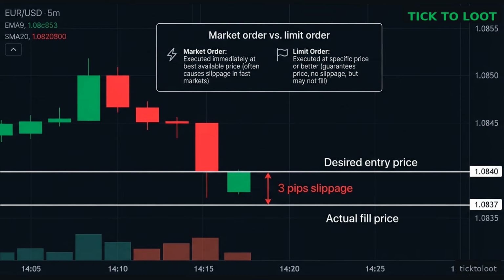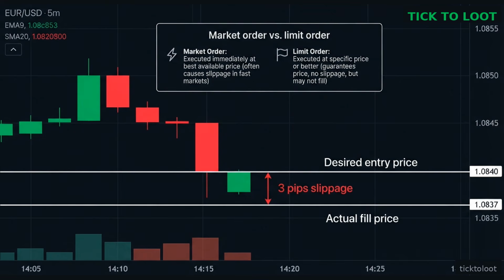Slippage occurs most often with market orders. Imagine your bot sees euro to US dollar at 1.0840 and sends a market buy. By the time the order reaches the broker server, the price might have moved to 1.0837. That's a 3-pip slippage, which can erode profit, especially on tight margin strategies.